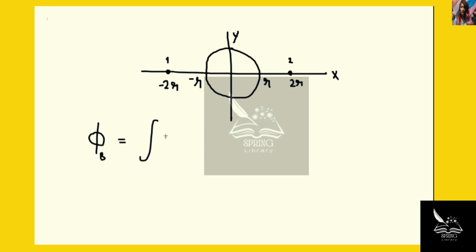So let's first write down the formula for magnetic flux. The magnetic flux phi of B is the integral of B dot dS, where dS is the area element over a certain surface area. Now let's first try to find out the direction of the magnetic field at this point.